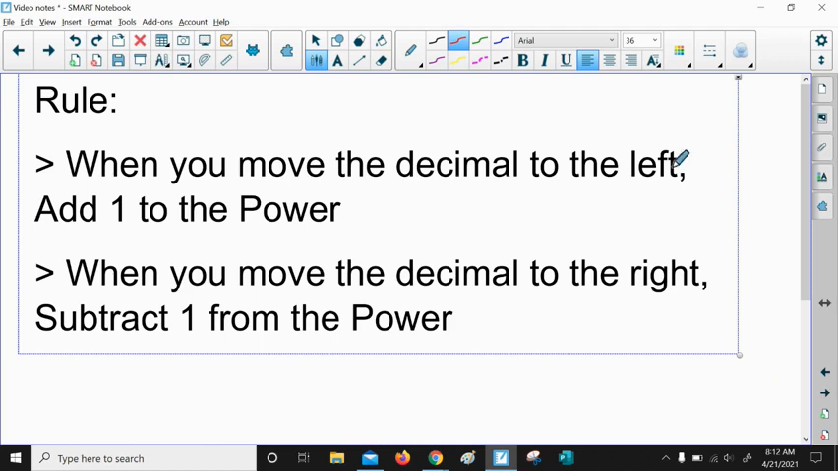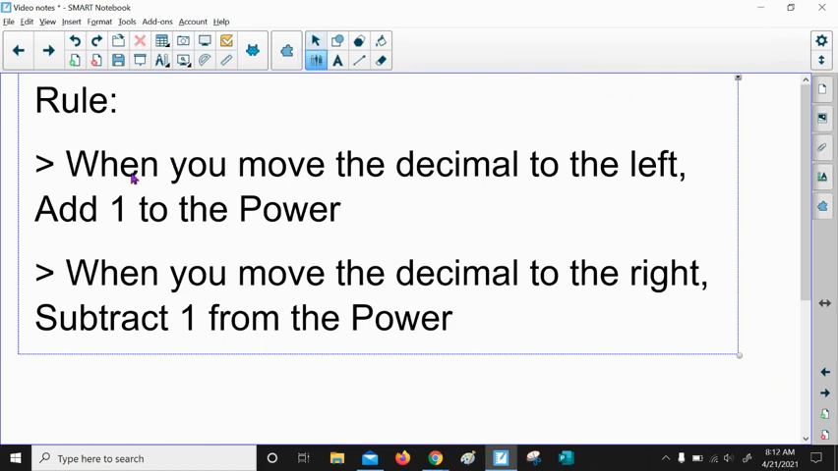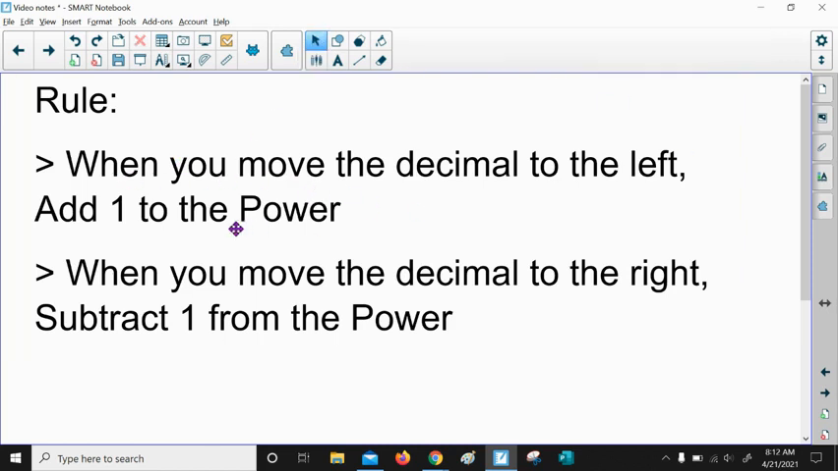So there is a general rule you could think about. When you're moving your decimal to the left, you add 1 to the power. When you move your decimal to the right, you're subtracting 1 from the power.